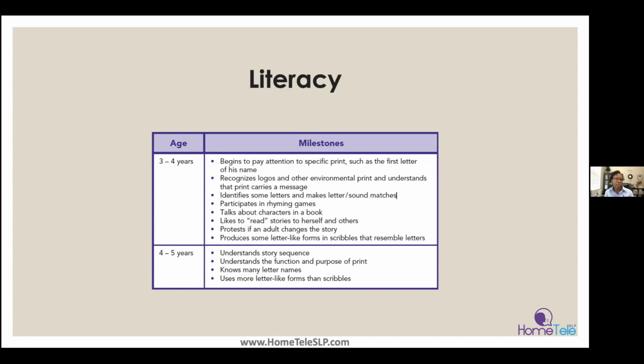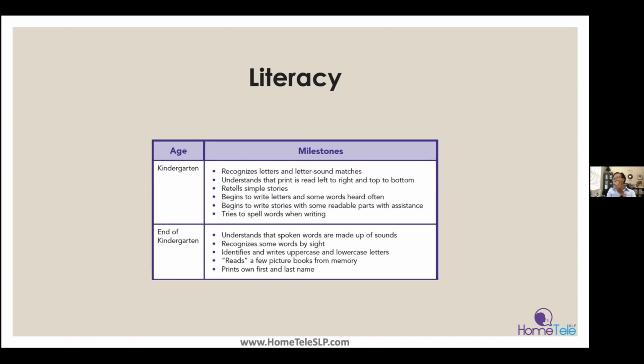Knowing many letter names is as well, and using more letter-like forms than scribbles. So maybe when they were younger and they were putting pencil to paper, there were more scribbles, but as they're getting older, you're seeing more things that look like O's and L's and T's, and they're trying to create these letters that they're learning about.